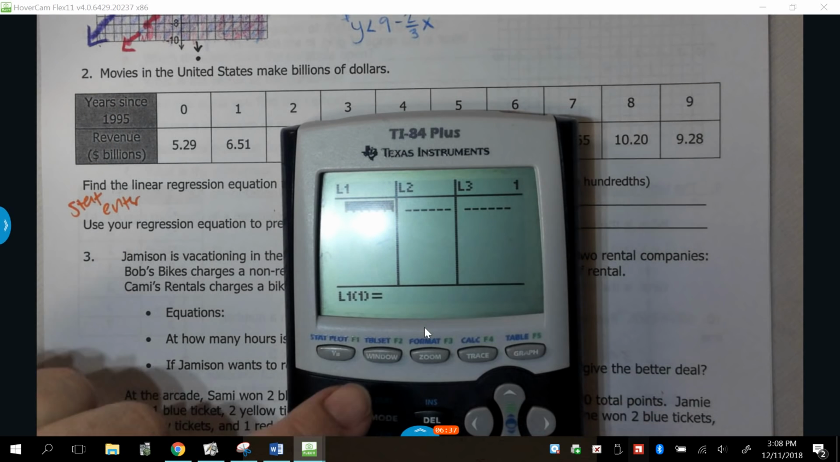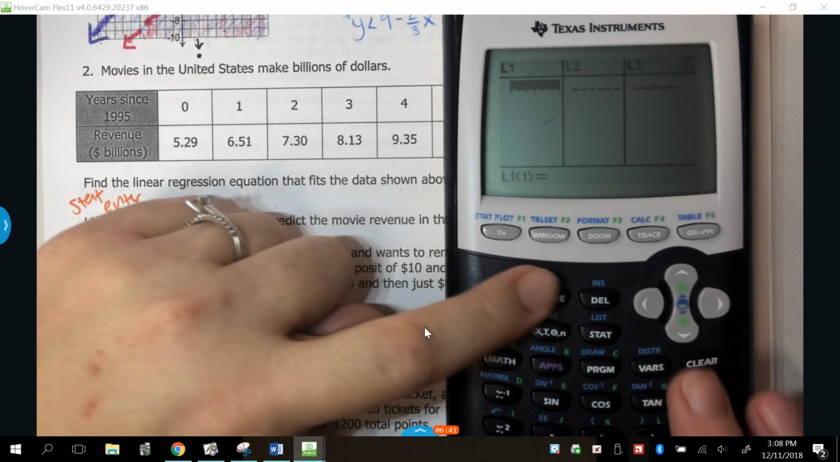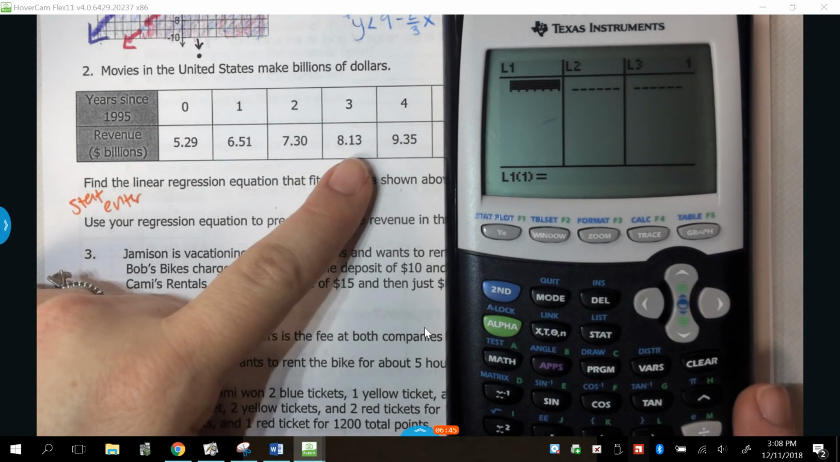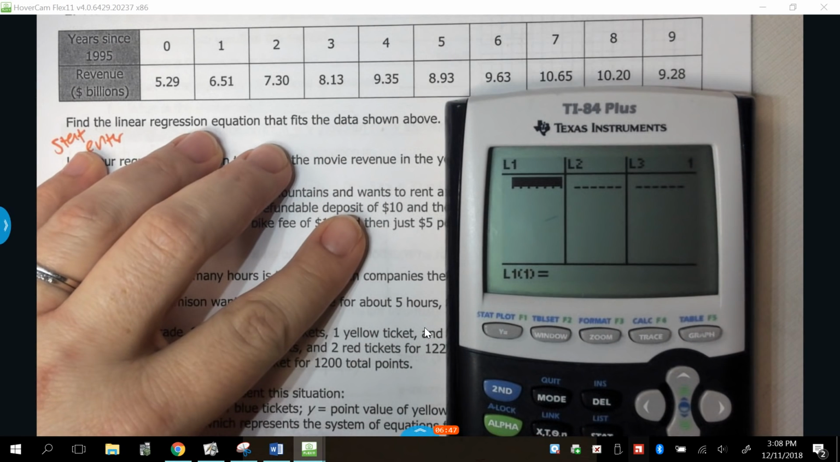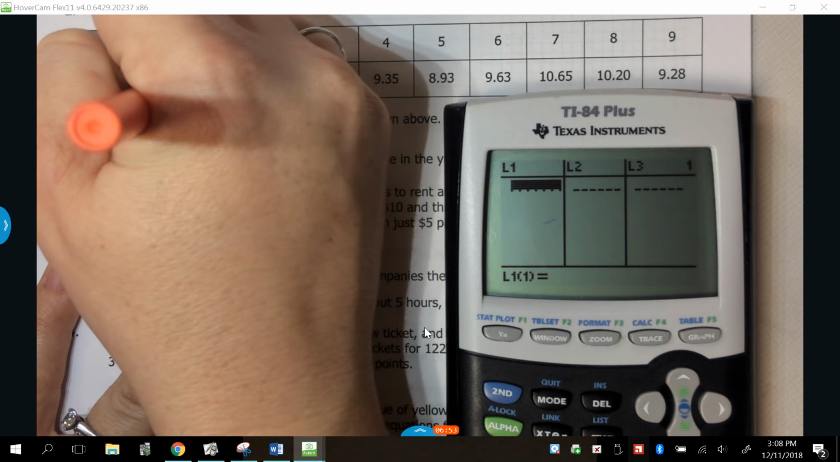Okay, so I'm going to go stat enter. That's how I got here, so I'll show you one more time. So stat enter. Okay, and I'm going to use the top numbers as my L1, which is my X. And this is going to be my L2, which is my Y.